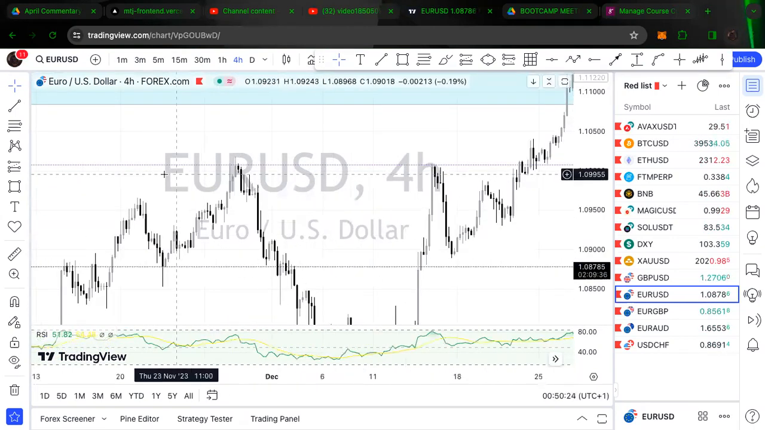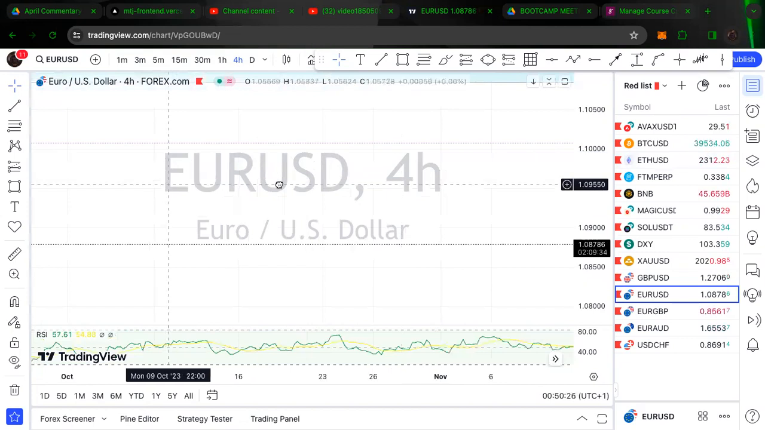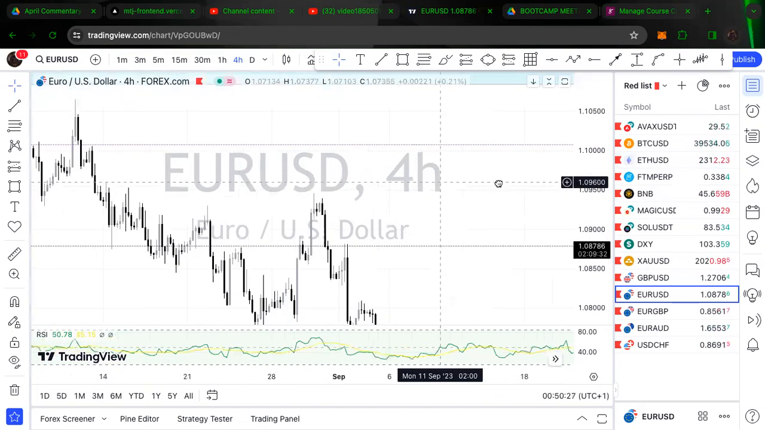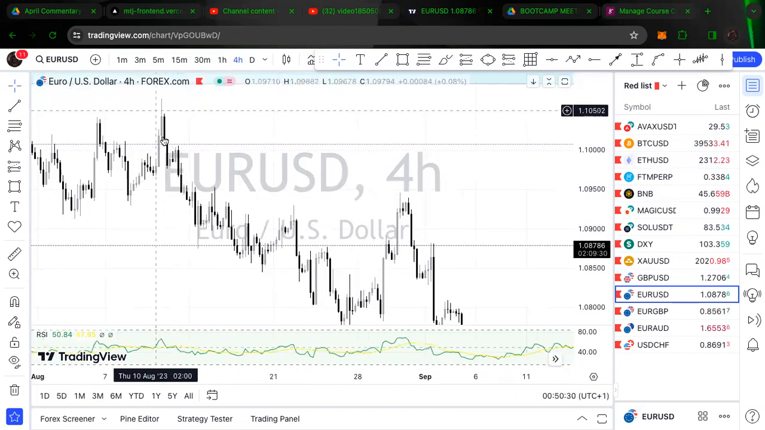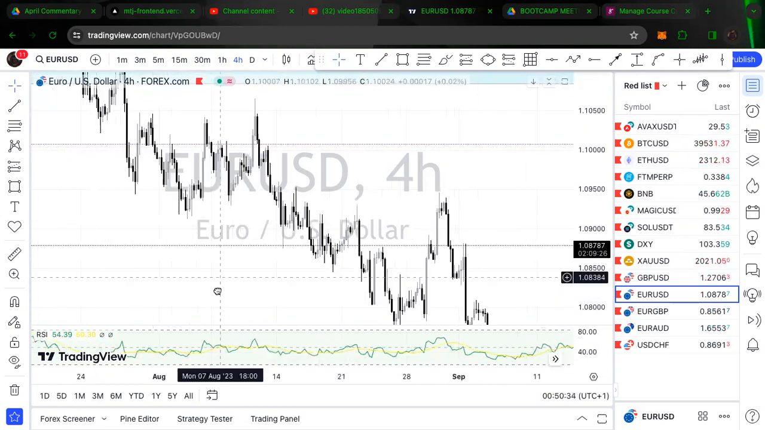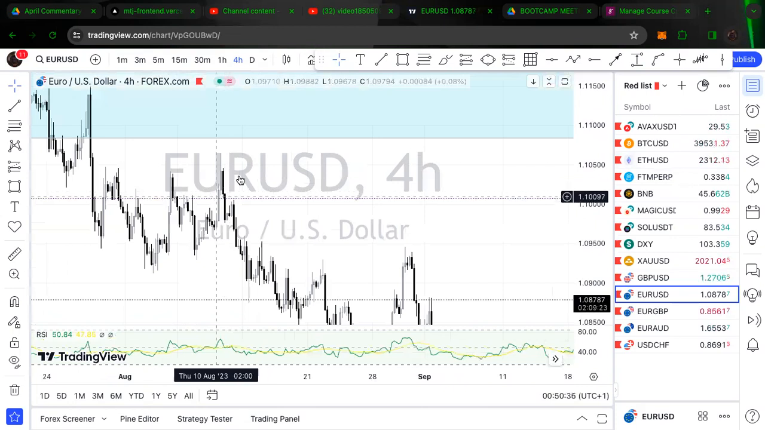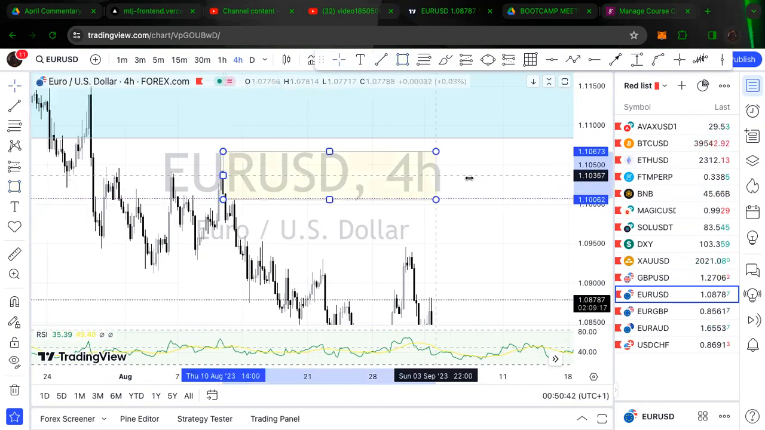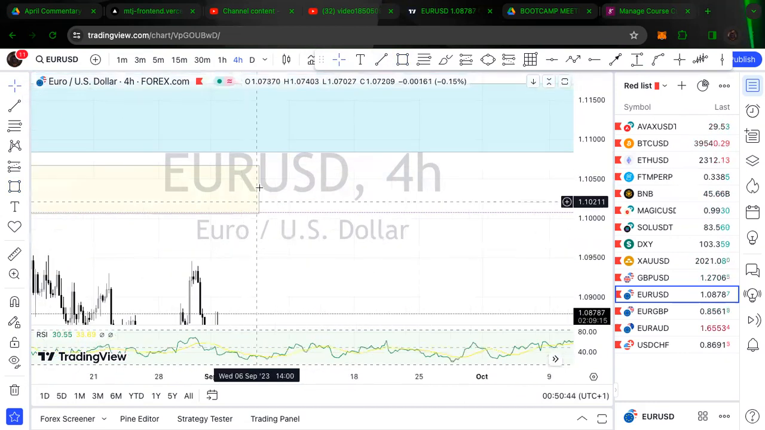I'm looking for another block now. Okay, I'm seeing another block here, this other block here that swept this side. Very nice one. Let's mark it. Let us see how price went back into the spots.